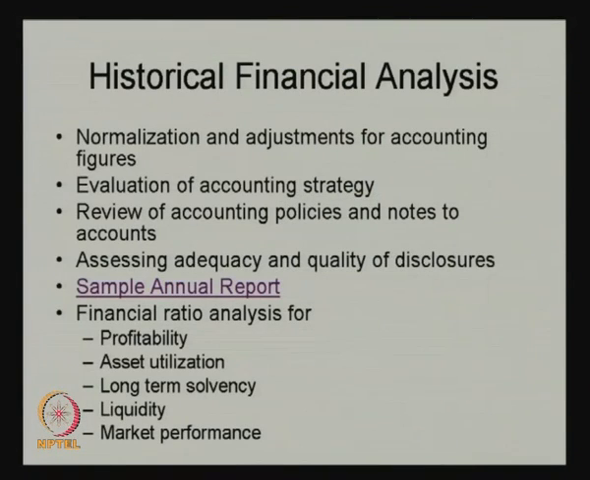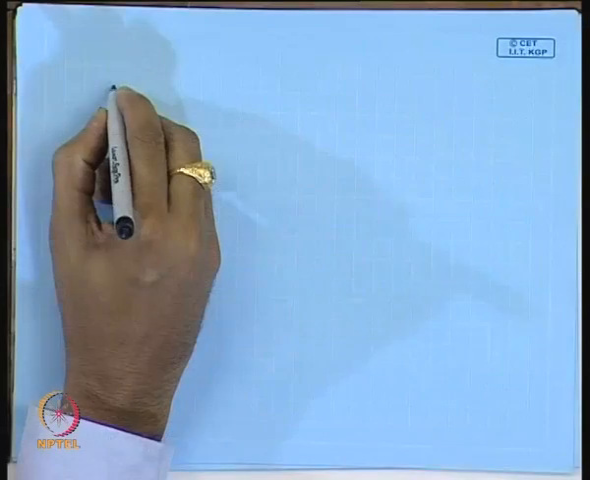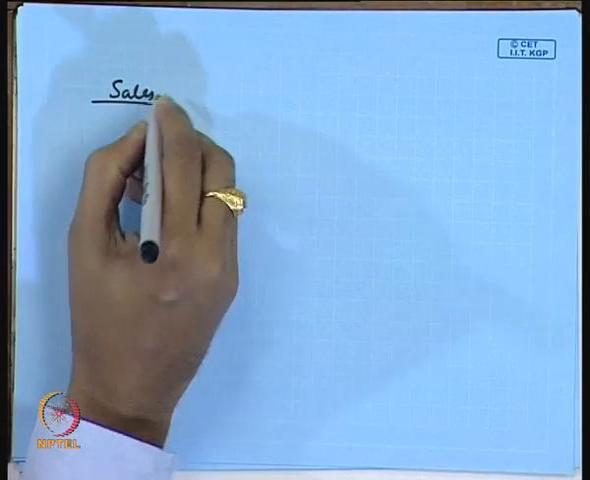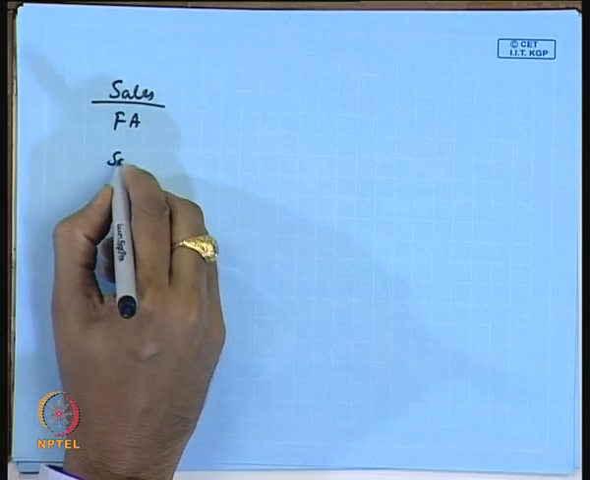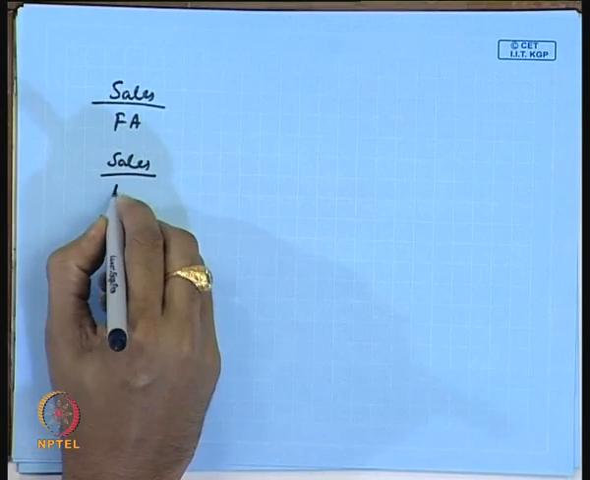Then the next aspect is asset utilization: how efficiently the assets are utilized by the company. Typically in asset utilization, we keep the revenue in the numerator, like sales, and divide by, let us say, an asset like fixed assets, or sales divided by, let us say, inventory.